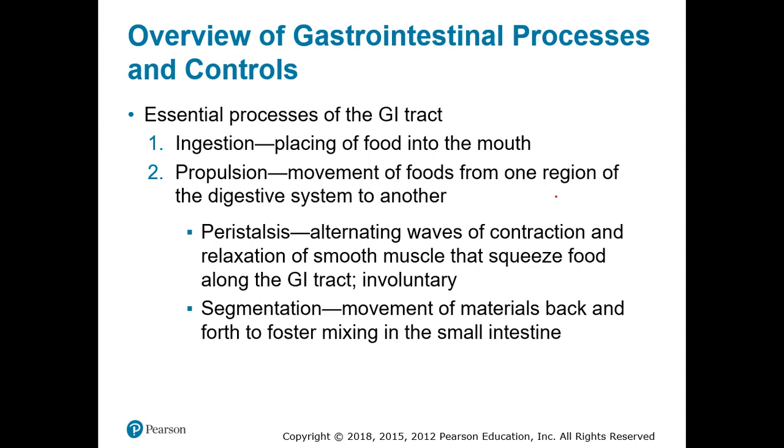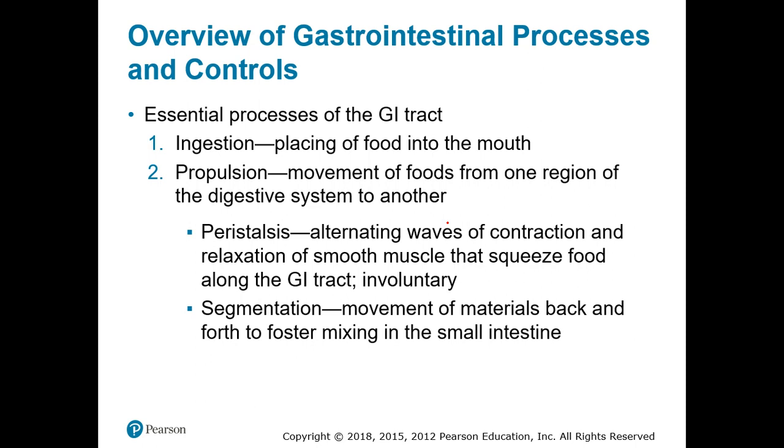In terms of the gastrointestinal processes, or the functions of your GI tract and even the functions of your accessory organs, there are 6 major functions, I believe. The first one is ingestion. This is just a voluntary process of you putting food into your mouth. The second function is propulsion, and this is movement of food from one region of your digestive system to another. So, for example, food going from your mouth down your esophagus.